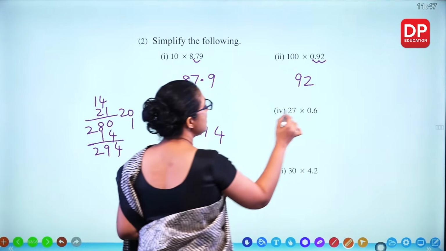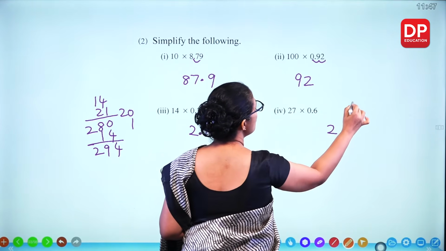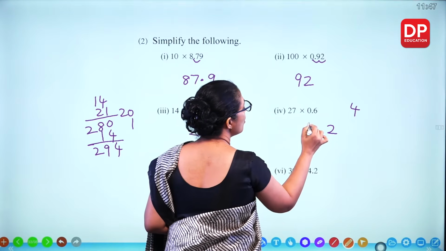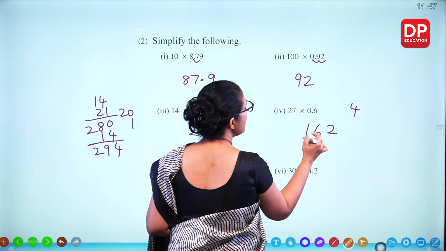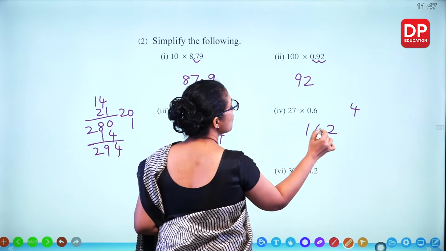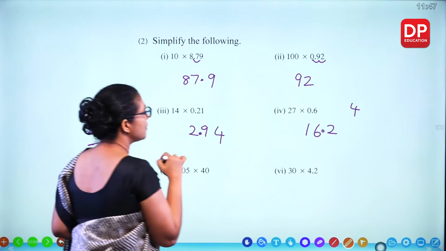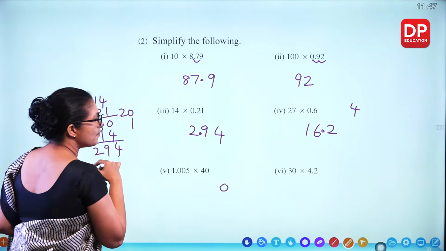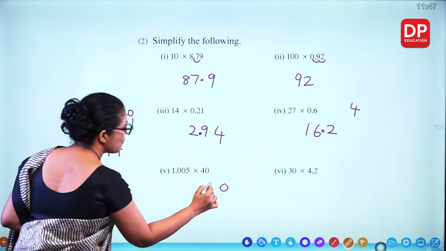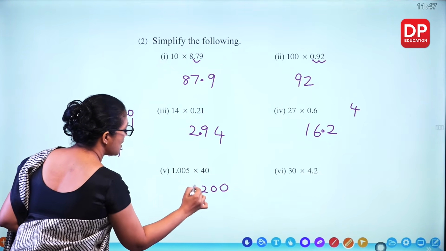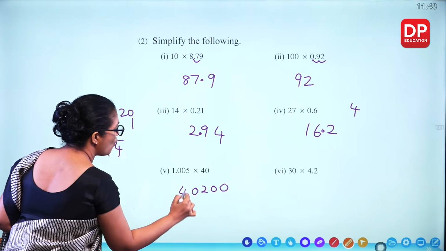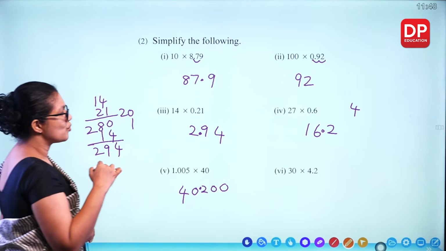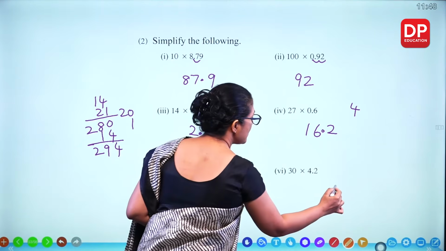Multiply by 6 here. 6 times 7, 42. 6 times 2, 12. 12 plus 4, 16. So 1 decimal place you have to keep. Multiply by 4. Keep 0 there. 4 times 5, 20. 4 times 0, 0. 4 times 1, 4. Keep 3 places. So 40.2. Multiply by 30.